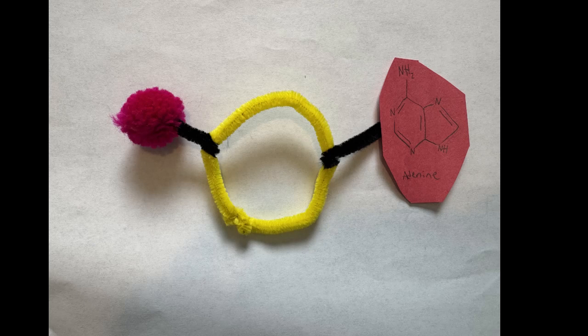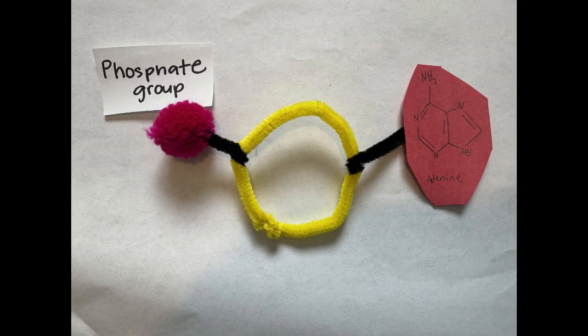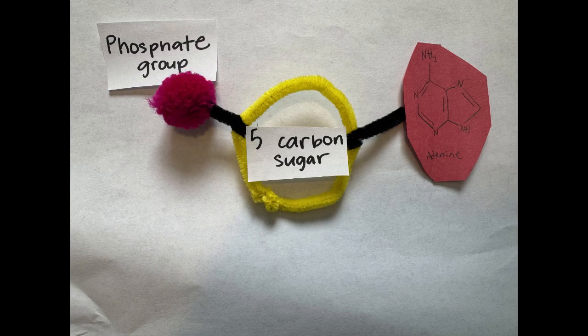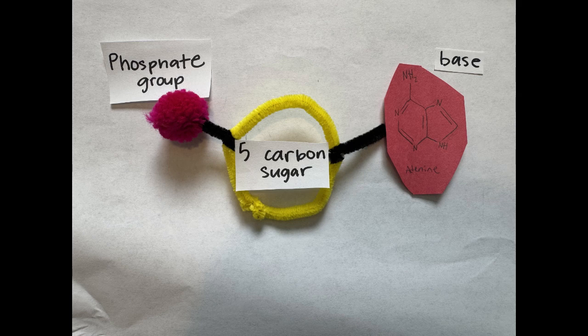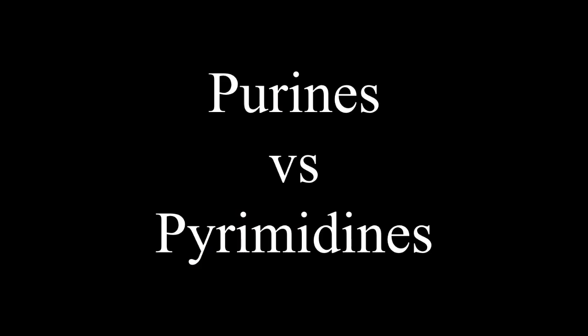DNA is made of nucleotides, the building blocks of genetic information. Each nucleotide consists of 3 parts: a phosphate group, a 5-carbon sugar called deoxyribose, and a nitrogenous base. The sugar and phosphate form the backbone of the DNA. Nitrogenous bases are divided into 2 groups, purines and pyrimidines.